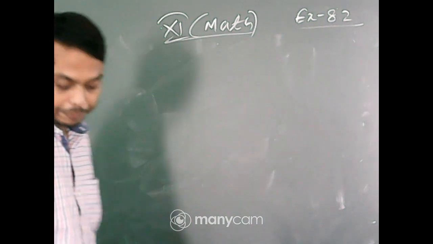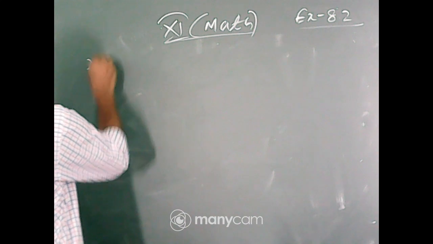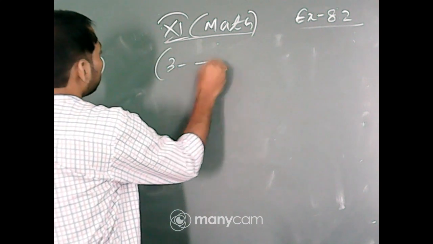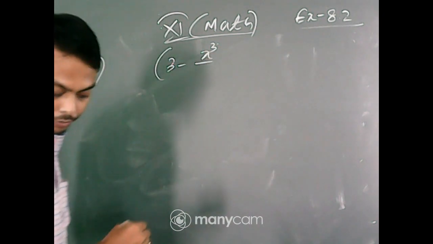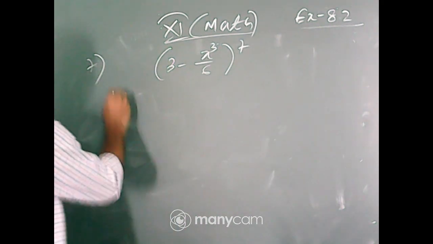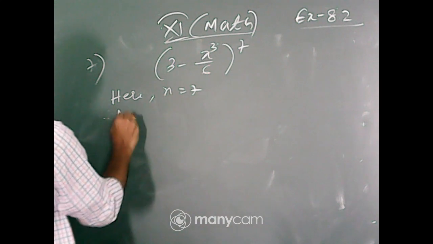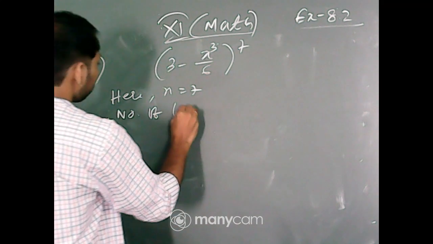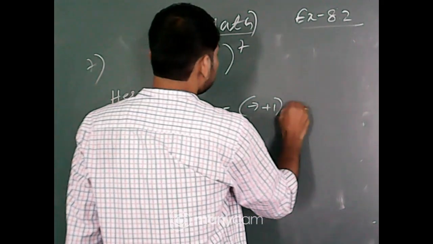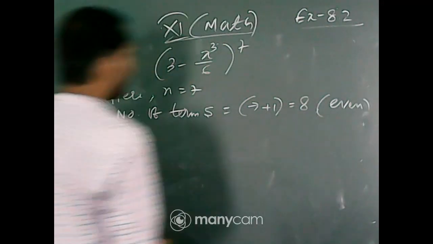Question number 7. Here, find the middle term of the expansion of (3 minus x cube by 6) to the power 7. Find the middle term. So here, you can see n equals 7. Therefore, the number of terms will be 7 plus 1, that is 8. That means it is even. So the number of terms is even.